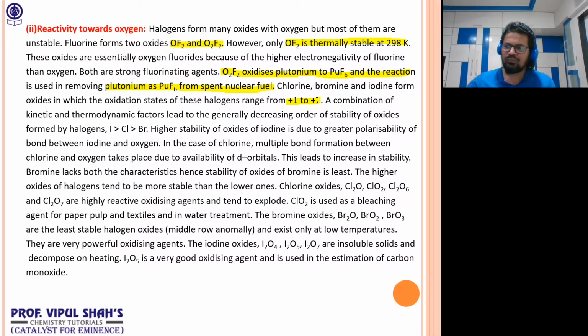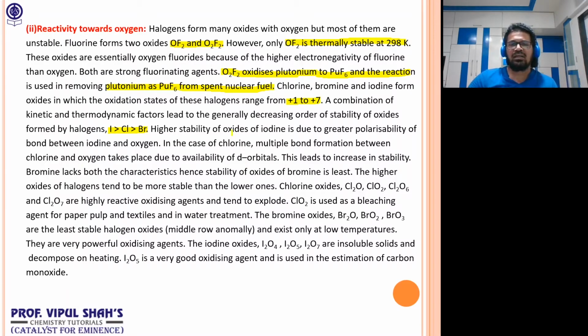Then the next part we have to talk about is the different oxides it forms. Now, what exactly are the oxides that it forms? Observe this carefully. What is given over here? A combination of kinetic and thermodynamic factors leads to the general decreasing order of stability of oxides. So iodine oxides are more stable than chlorine and bromine oxides.